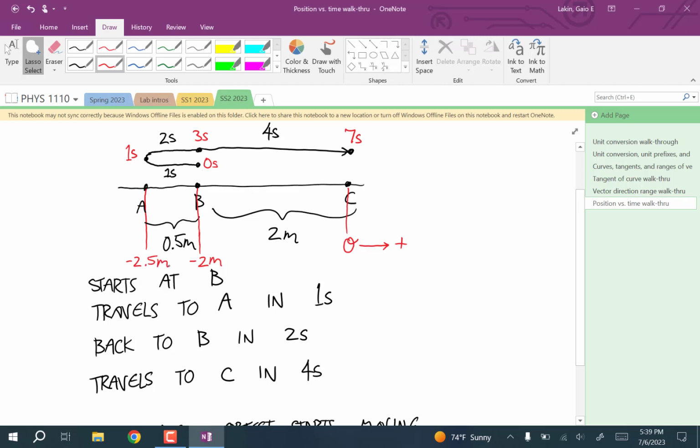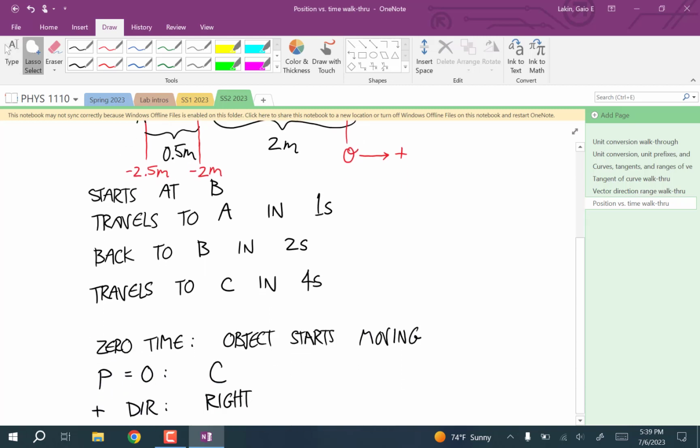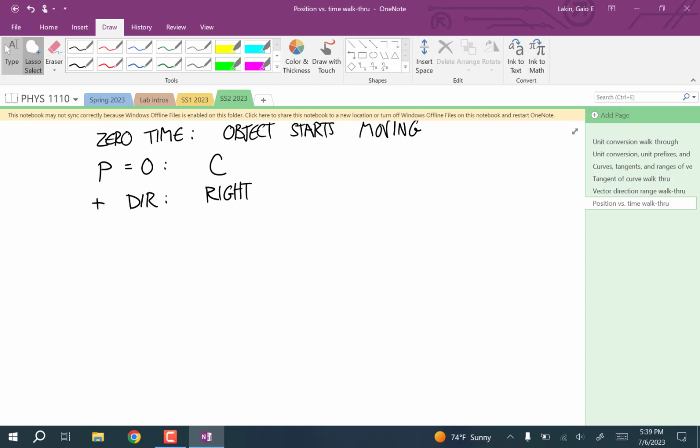So anytime the object is at point A, its position is negative 2.5. Anytime it's at the point B, its position is negative 2. And anytime it's at the point C, its position is 0. Now that we have everything labeled, we can just start reading these values off, and I'm going to make a table of the times and the positions.